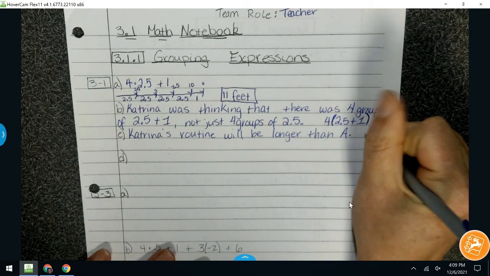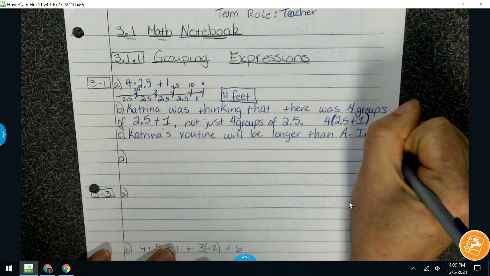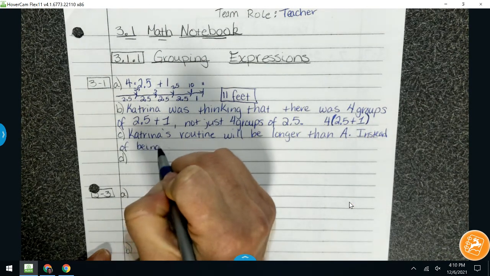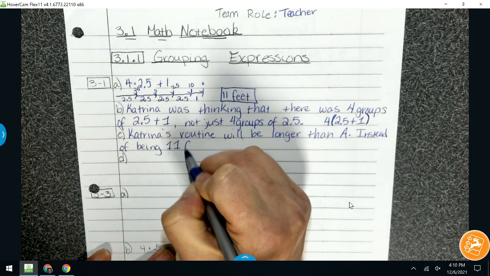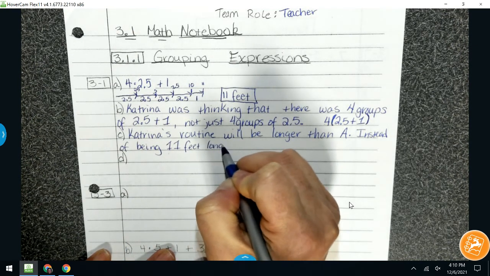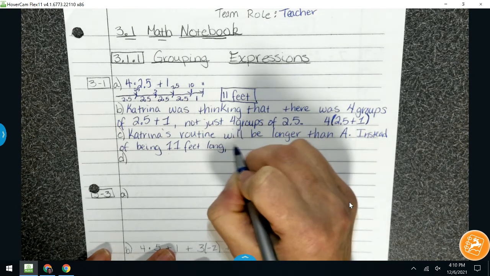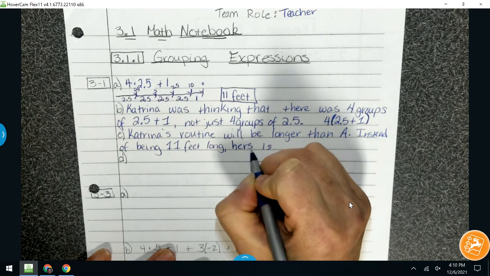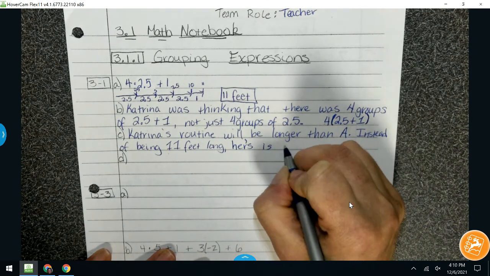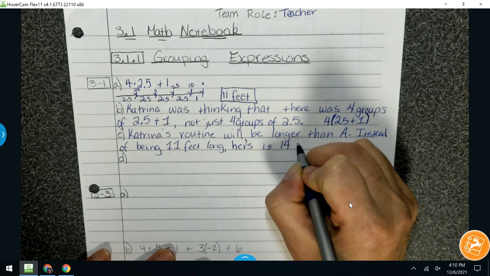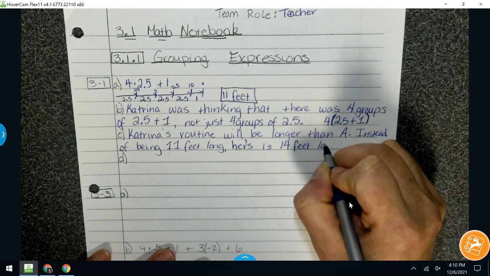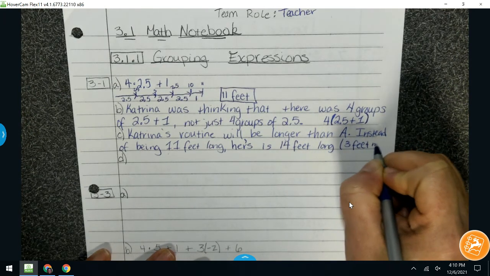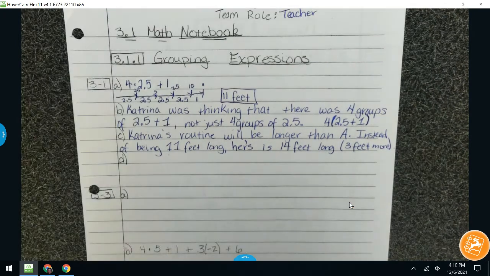So instead of being 11 feet long, hers is 14 feet long, which is 3 feet more. Okay.